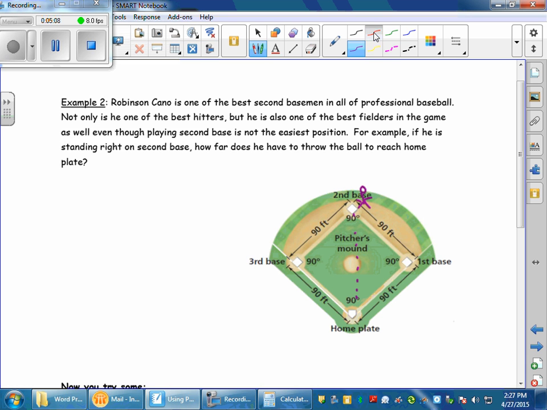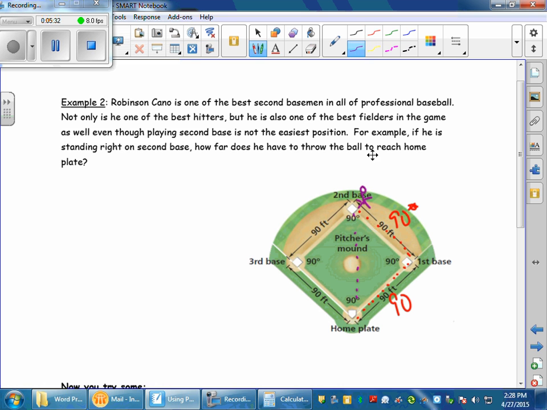Now, he could go the long way. He could throw it to first. That would take 90 feet. And then the first baseman could throw it home, and that would take another 90 feet. Not degrees, feet. And that would be 180 feet. But if he threw straight home, obviously it's going to be a little bit shorter. So let's figure out how much shorter it's going to be.